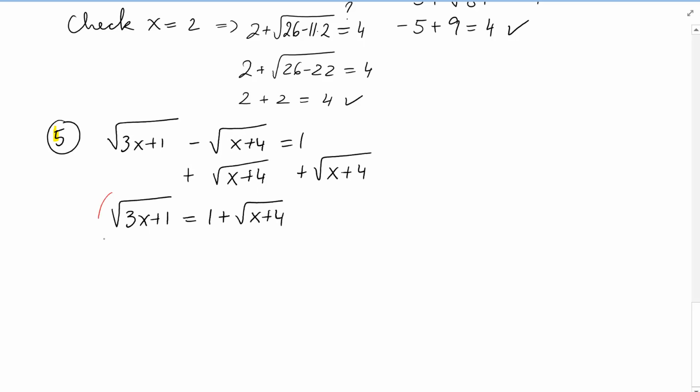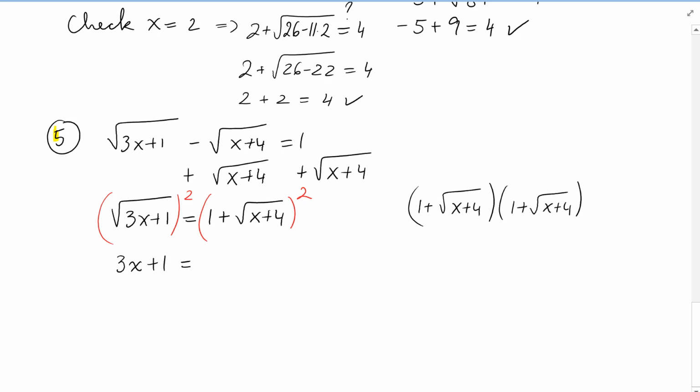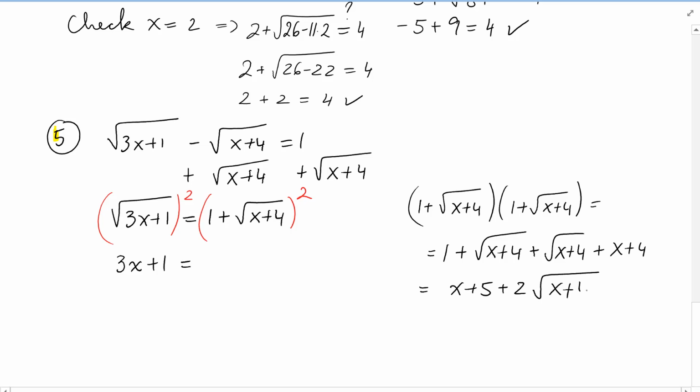Again, let's square each side. So here we square that, and on the right hand side we have two terms, so we square them together. On the left hand side we get just 3x plus 1. On the right hand side, be very careful, you have to write 1 plus square root of x plus 4 and 1 plus square root of x plus 4 twice, and you have to FOIL it. So you get 1 plus square root of x plus 4 plus square root of x plus 4 plus x plus 4. So you actually end up with x plus 5 plus 2 times square root of x plus 4. Agree? So we multiply like that.